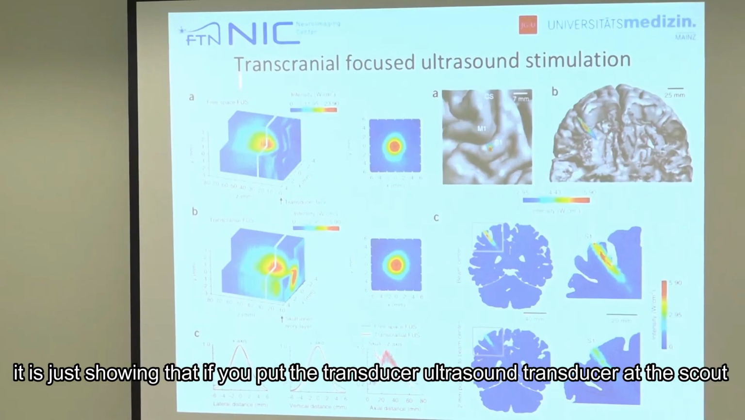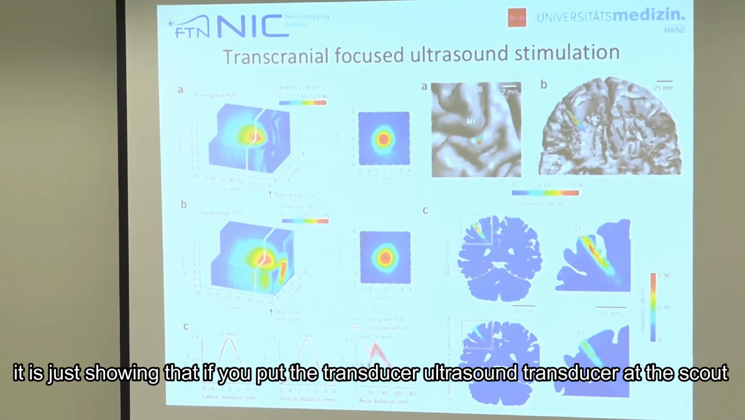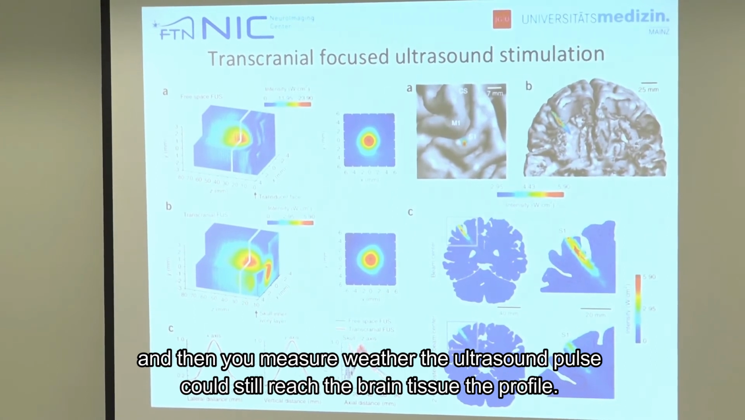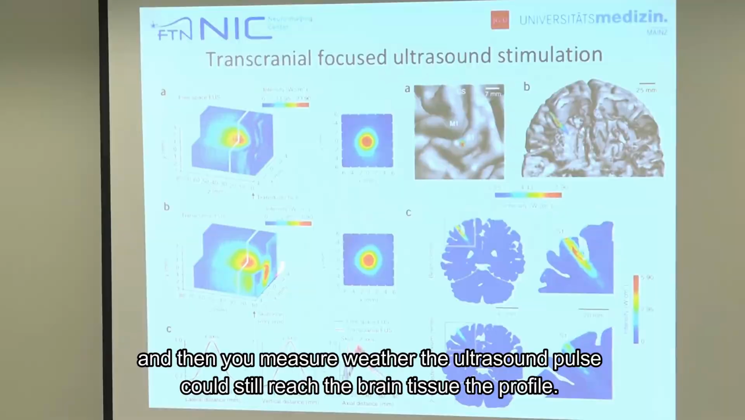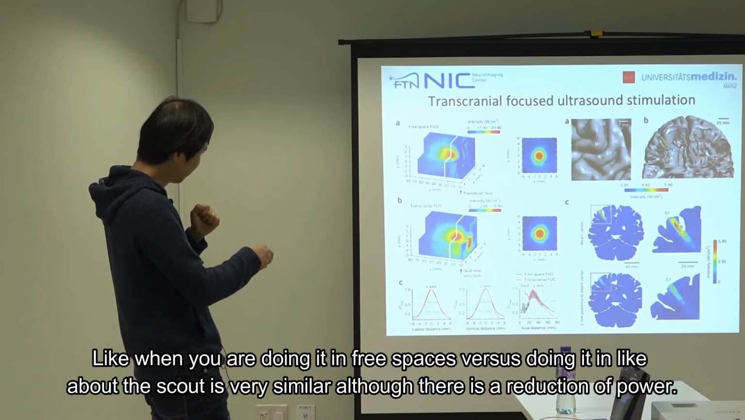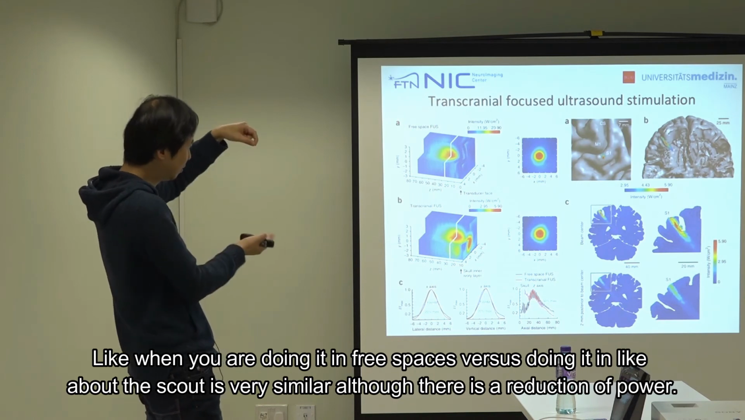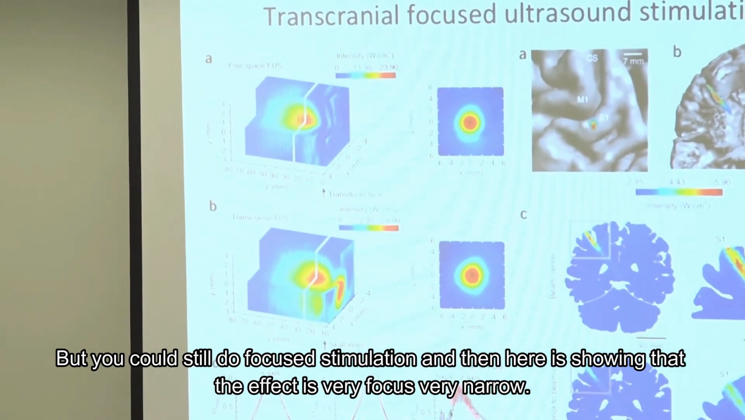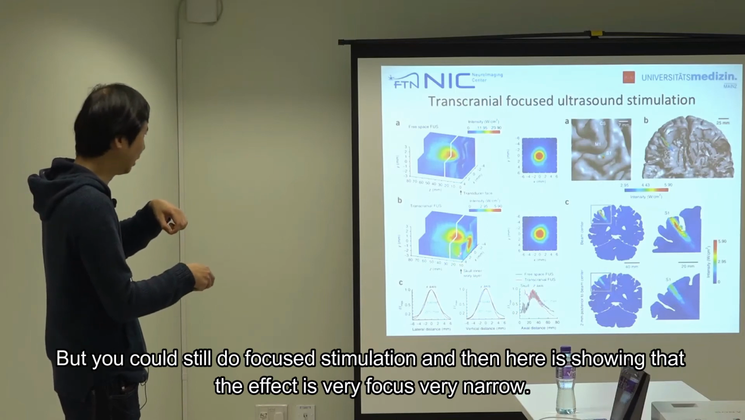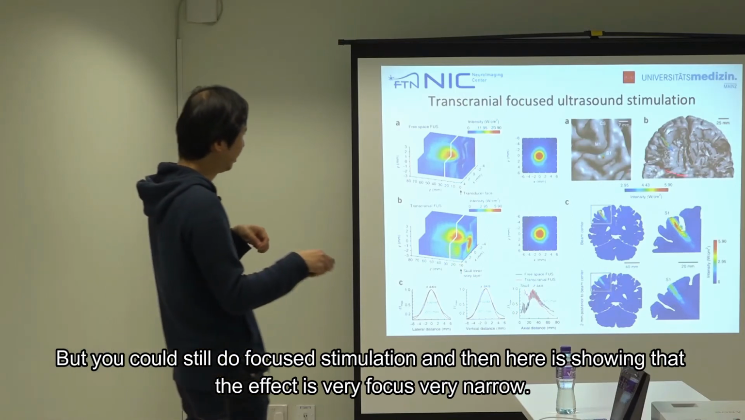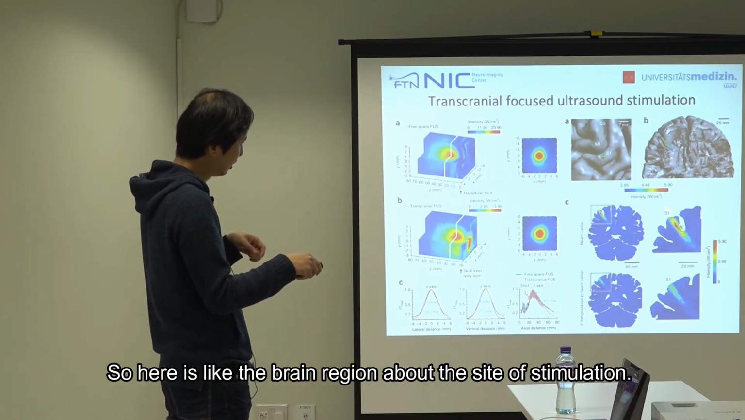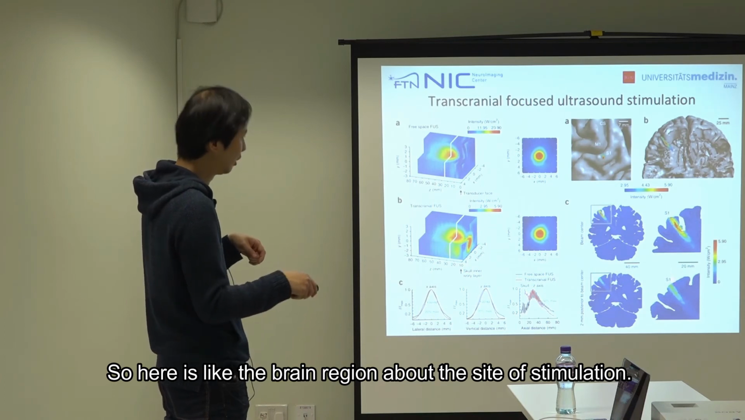It is just showing that if you put an ultrasound transducer at the skull, and then you measure whether the ultrasound pulse could still reach the brain tissue, the profile when you are doing it in free space versus doing it above the skull is very similar, although there is a reduction of power. But you could still do focused stimulation. And then here is showing that the effect is very, very focused, very, very narrow. So here is the brain region about the site of stimulation.